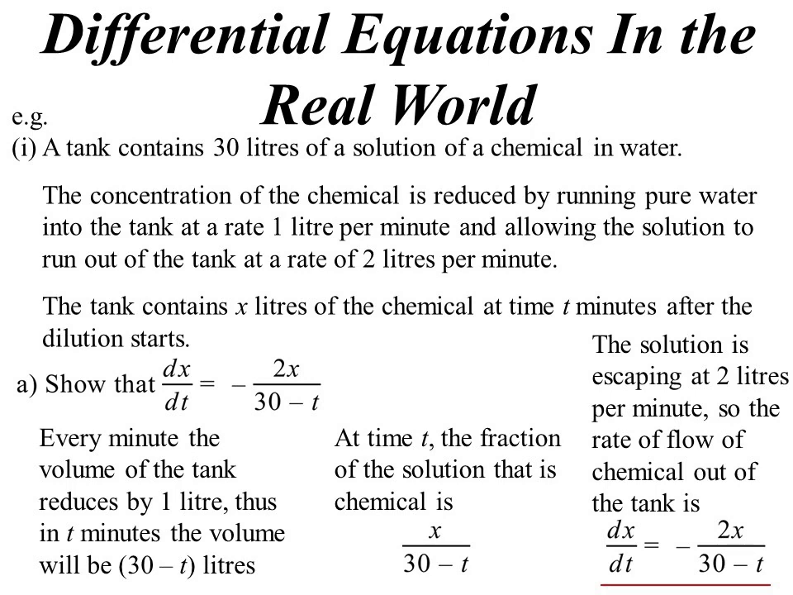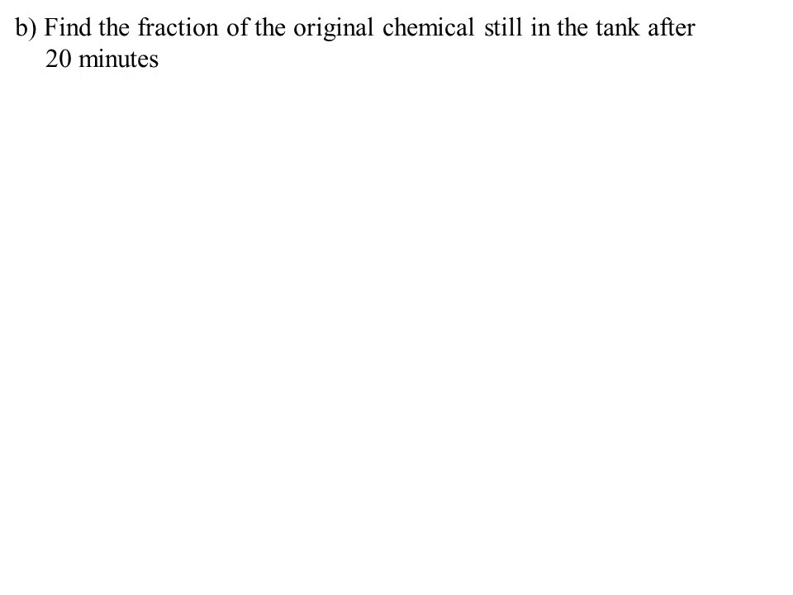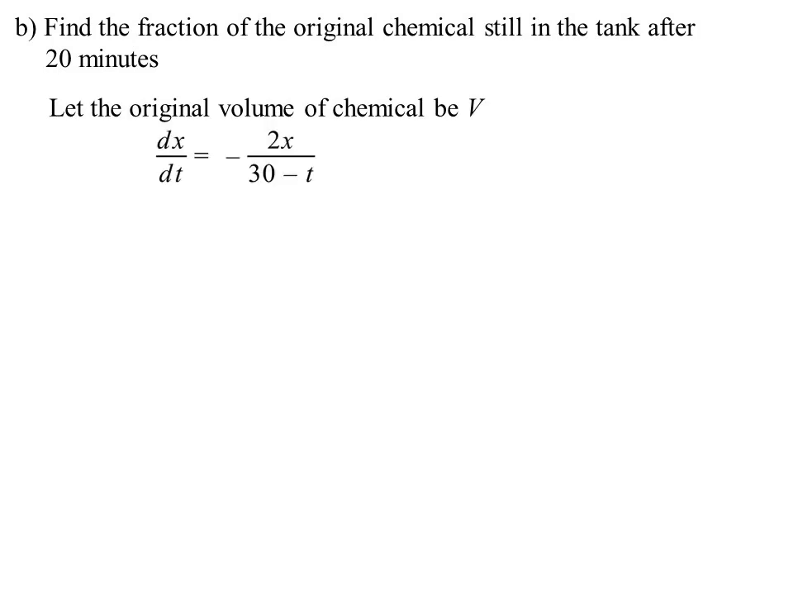We have our equation. We want to find the fraction of the original chemical still in the tank after 20 minutes. I don't know what the original volume is, so I'm just going to call it V. dx/dt, we just found out, is minus, because it's going down, 2x on 30 minus t. Separate my variables. We know when t equals 0, the volume, I've now just called it V, and we want to link x and t together. I suppose I could have just thrown 20 in for t there and got x straight away, now I think about it. Anyway, it doesn't matter.